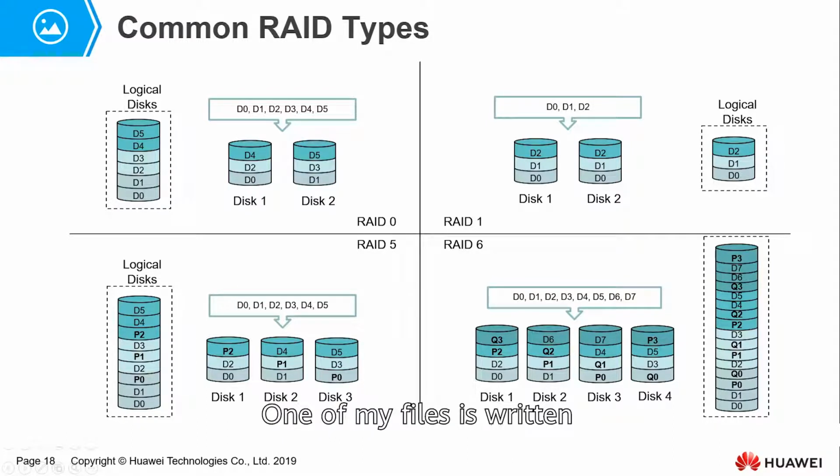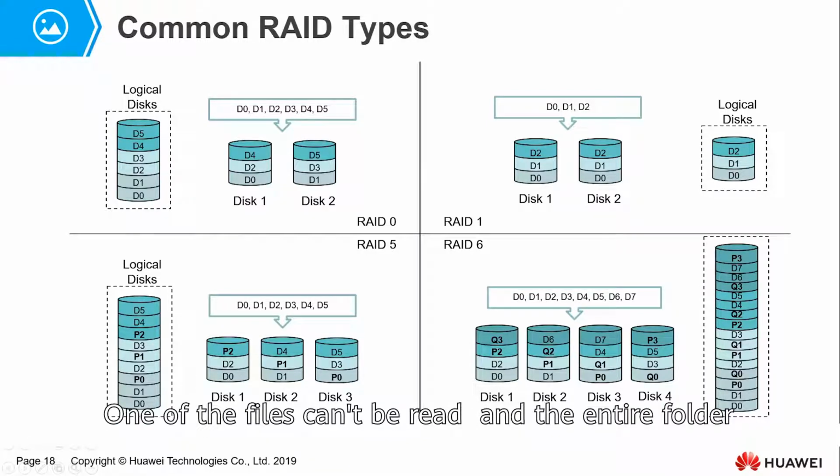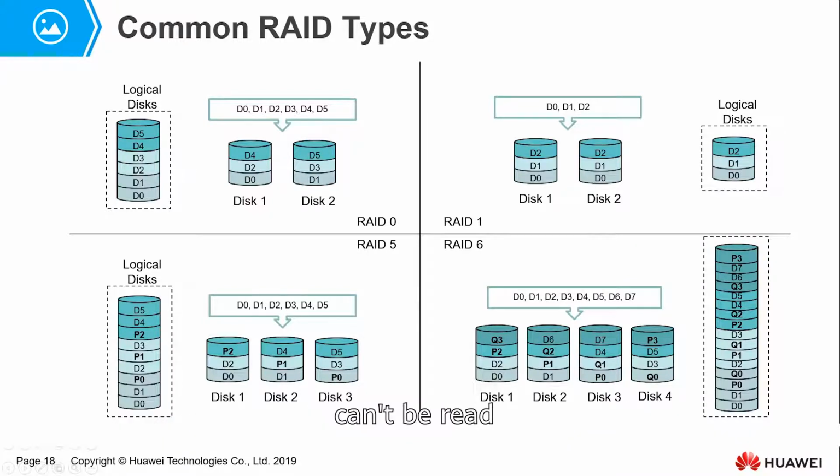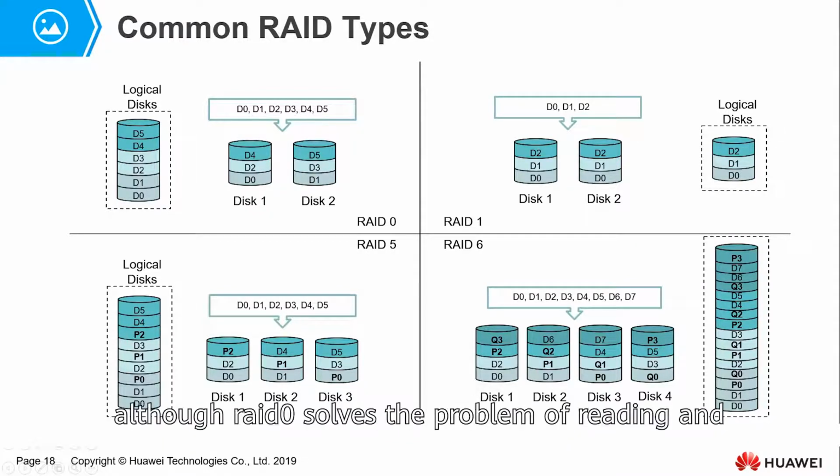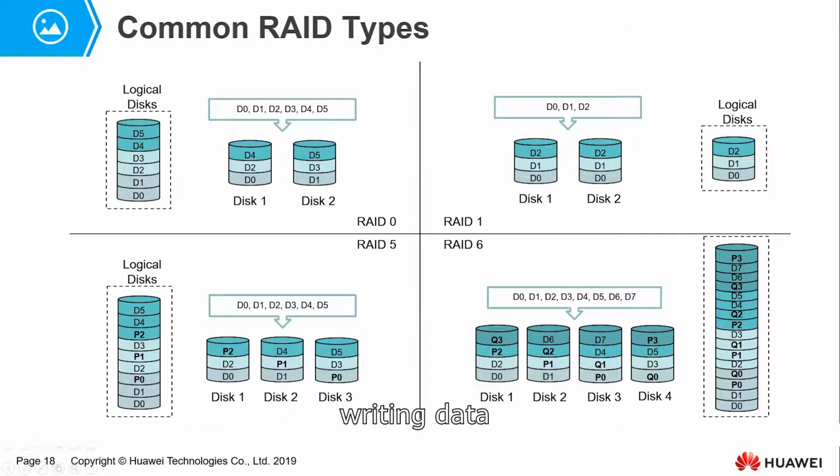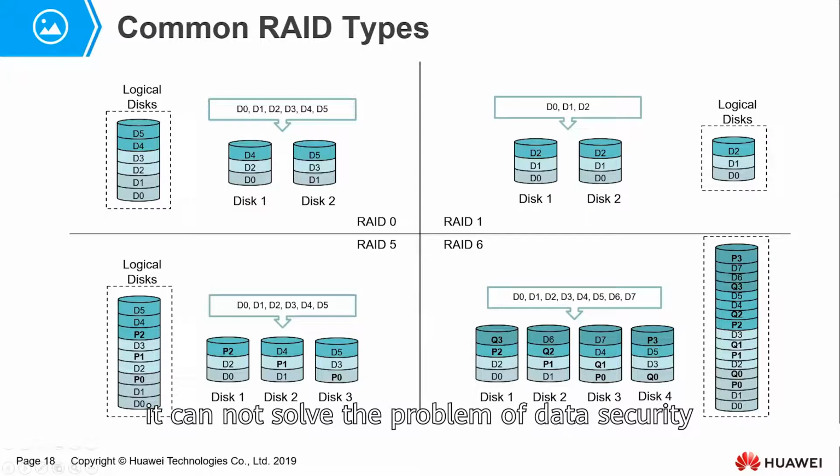One of my files is written in 10 parts on 10 hard disks. If one of the parts cannot be read, the entire file cannot be read. Therefore, RAID 0 solves the problem of reading and writing data, but it cannot solve the problem of data security.